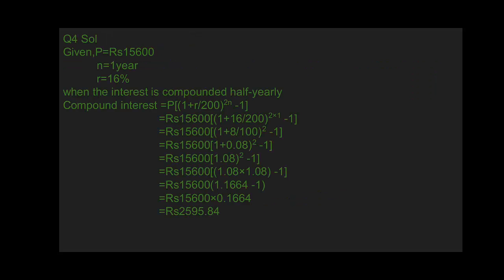Number 4. The principal is given as 15,600, the time is given as 1 year, and the rate is given as 16%. And it is also given that the interest is compounded half yearly. Now using the formula, when the interest is compounded half yearly, this is the formula: P[(1 + R/200)^(2n) - 1], and then putting the values.